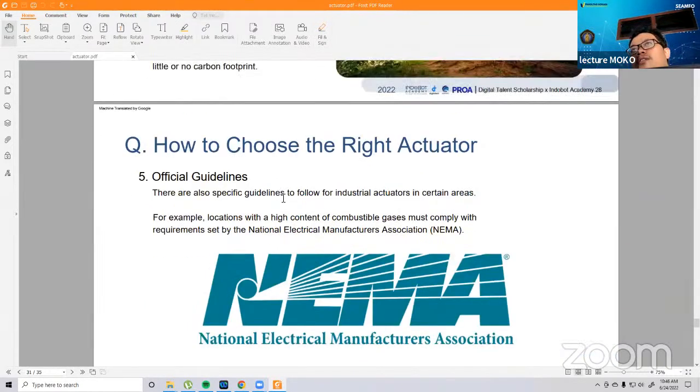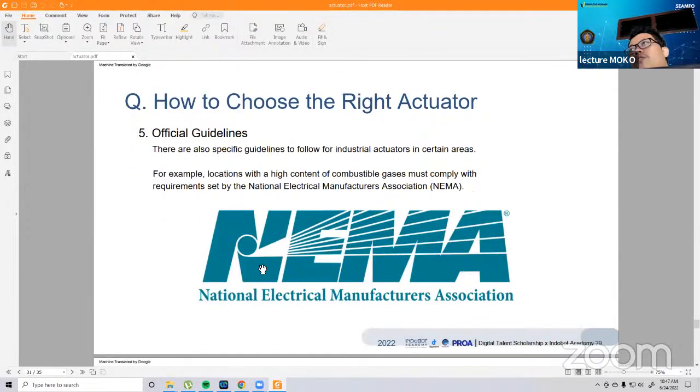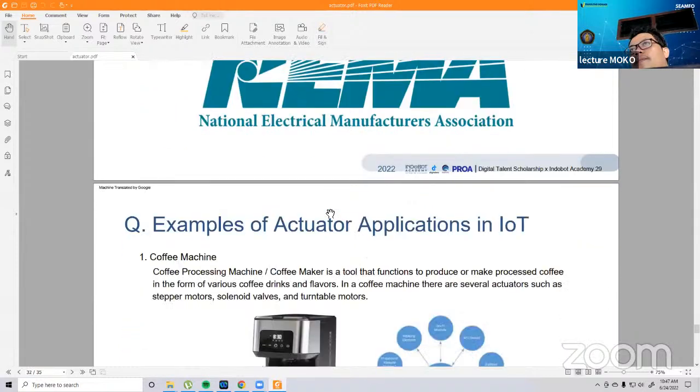And for industrial cases, there are some standards from international organizations that we need to fulfill, the requirements from these associations. So we need to comply. We need to adopt the rules from these organizations to implement an IoT system or controlling system in industry. They have a regulation for this area.